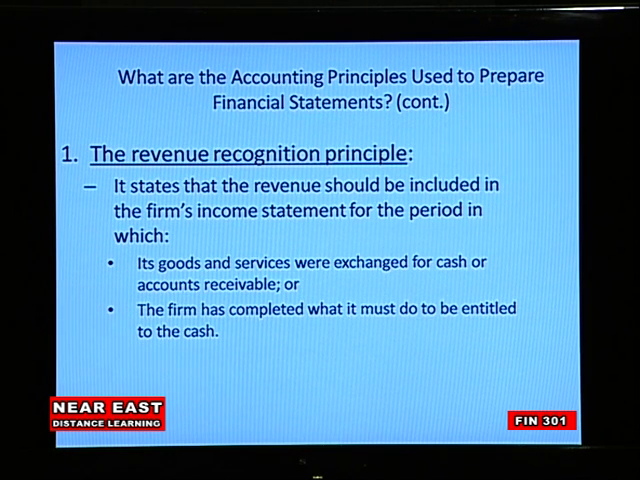The first principle, the revenue recognition principle, states that revenue should be included in the firm's income statement for the period in which its goods and services were exchanged for cash. Example, when we sell for cash, we will receive the money. The firm has completed what it must do to be entitled to cash.